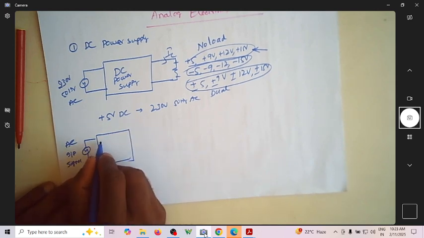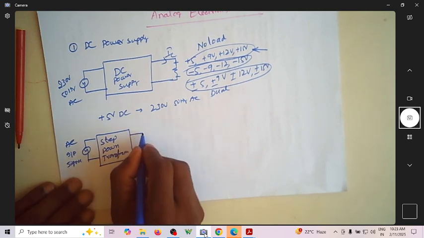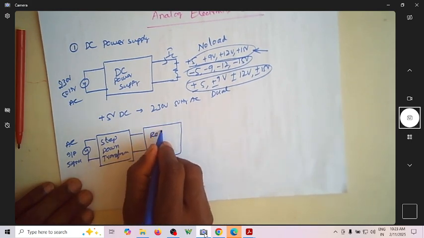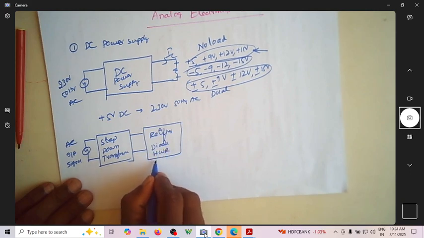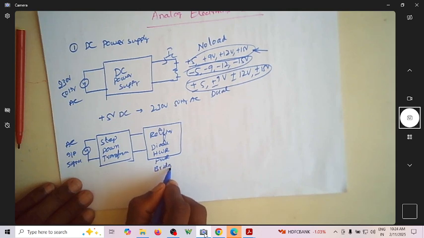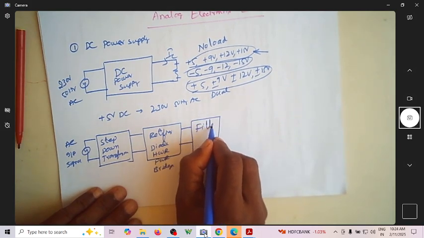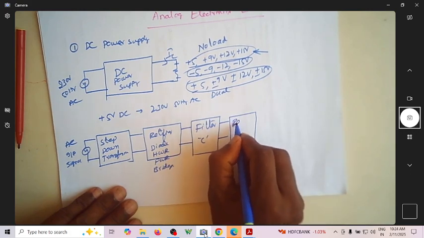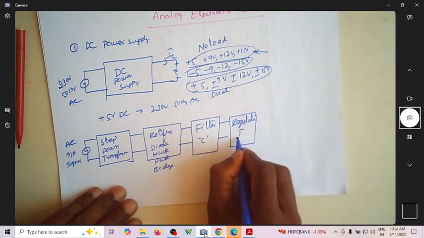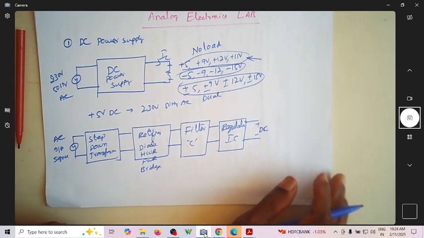This is the first block, the step down transformer. Then comes the rectifier. A rectifier usually uses a diode. It can be a half-wave rectifier, a full-wave rectifier, or a bridge rectifier. Next comes the filtering. Usually an RC filter is used, and then comes a regulator. The regulator is usually an IC, and this is your constant DC voltage. This is what we are looking at.